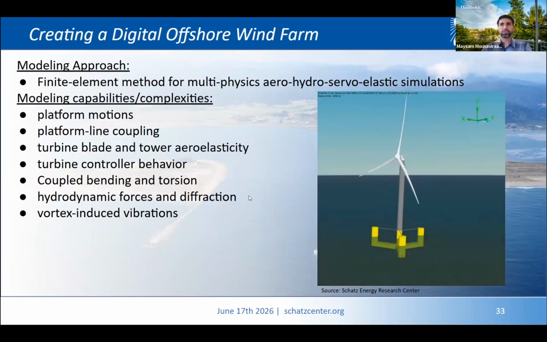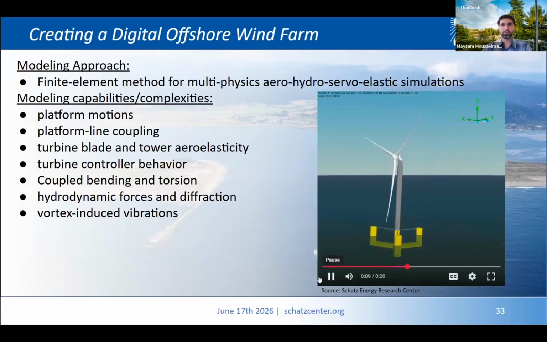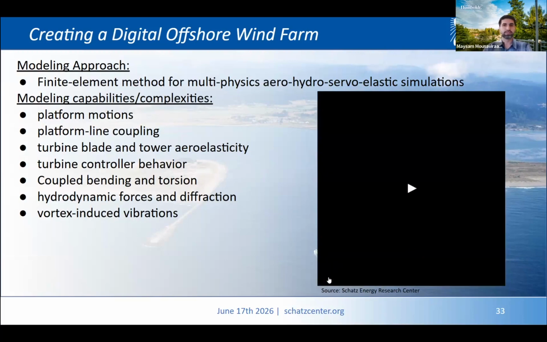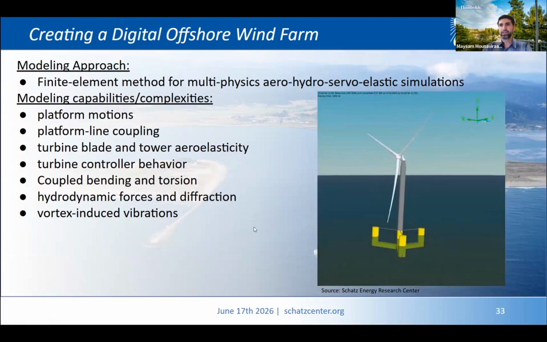So the modeling approach is based on a finite element multiphysics simulation framework. The model includes platform motion, platform line coupling, aerodynamic loading from the turbine, hydrodynamic forces from waves and currents, and the structural response of the floating system. This is an aero-hydro-servo-elastic problem, meaning that the turbine, controller, platform, mooring lines, and ocean environment are all interacting.